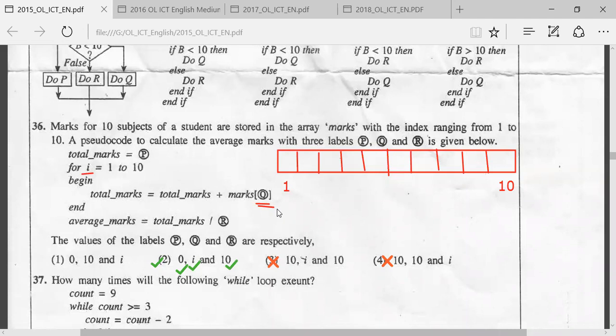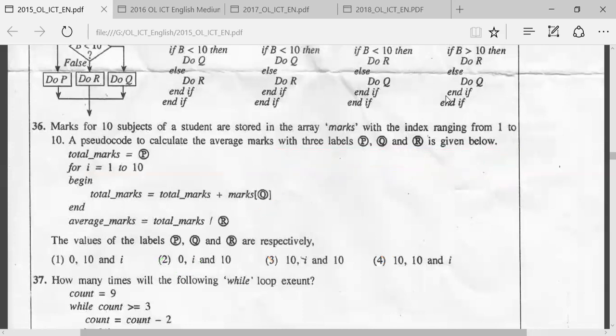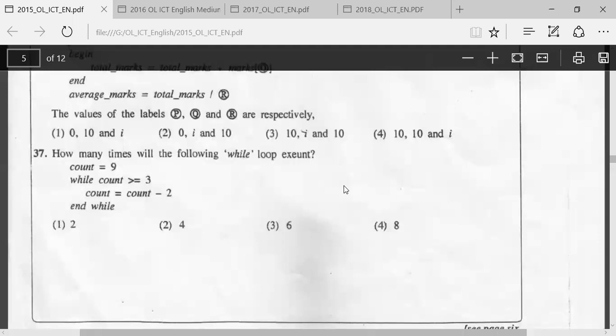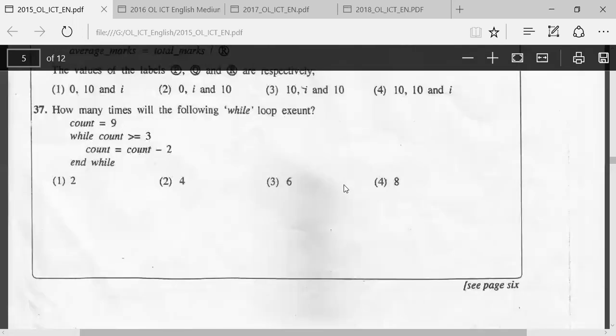Right? Array we have studied separately in the class. Also for loop, we wrote a computer program to understand it. So there's no worries about the notes. You can get a clear idea. Right? So that's the end of question number 36. Now question number 37.